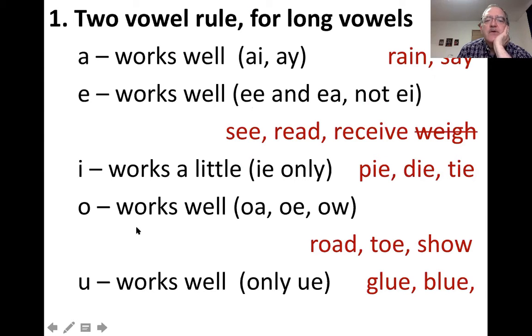This is the two vowel rule. O works well. For OA, it's O, like boat. For OE, it's good, toe. For OW, it works a lot of the time, not always. Row and slow is good, but my name is Brown and cow don't work. So be careful with the OW. It might be O, it might be ow. Now the U works well, but only with EU, like glue, and blue, all right?